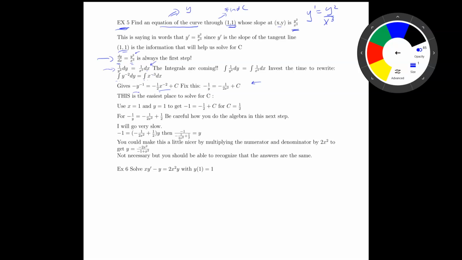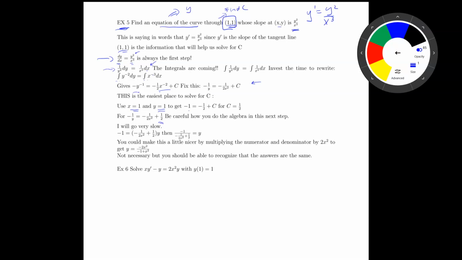So I'm going to do it right here and now, even before I do anything with the negative signs. So this says y of 1 is 1. So that means when x is 1, y is 1. So put in 1, and so I get c is equal to positive 1/2. So put it in. So now be really careful here.